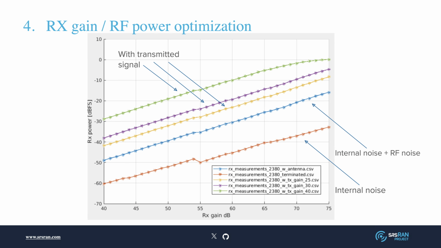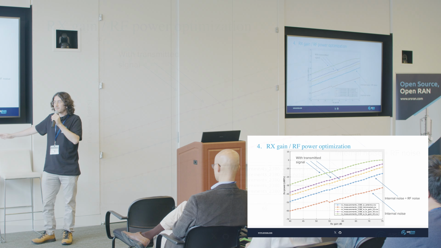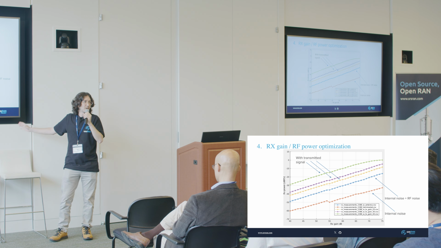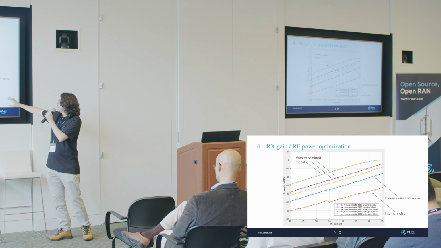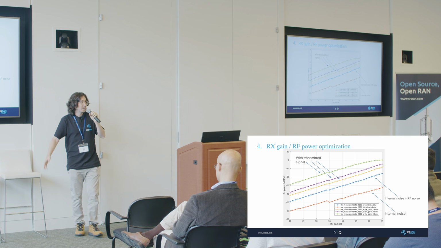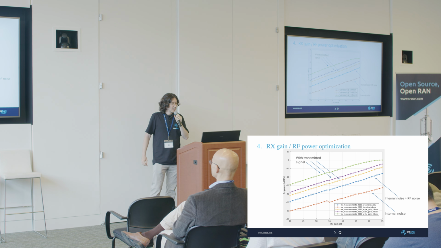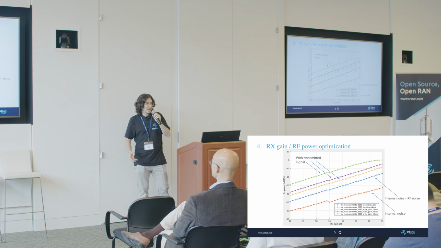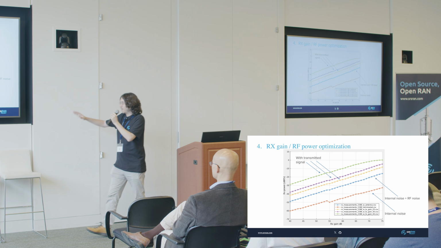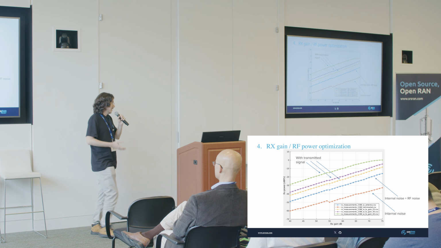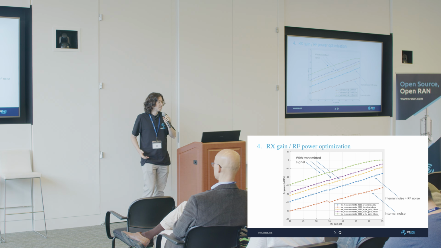But this is the sort of data that you get if you use it. Here, we have done this with a USRP. We have done these measurements for a range of receive gain from 40 to 75 dB. The red curve is terminating the receive port, so here you only see the internal noise. Then the blue line is with an antenna. As you can see, in this particular case, the RF noise is significantly higher than the internal noise.